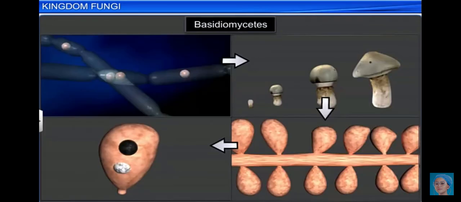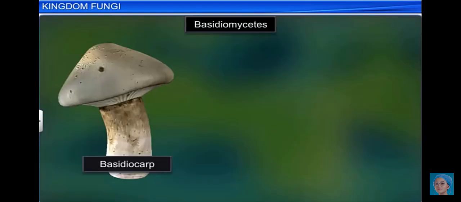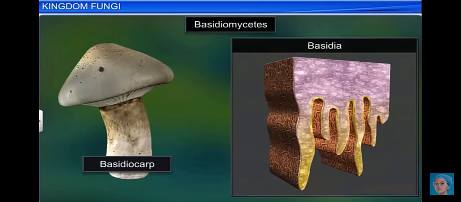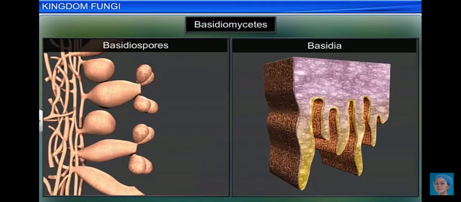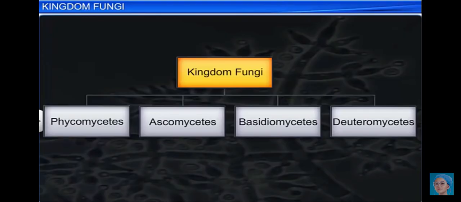In the plasmogamy stage, 2 somatic cells of different genotypes fuse to form a dikaryote. The dikaryotic mycelium gives rise to the fruiting body called the basidiocarp, on which basidia arise and produce basidiospores exogenously as a result of meiosis. The last class of fungi, deuteromycetes, is known as imperfect fungi because we do not know enough about their life cycles. Only their asexual or vegetative phases are known.